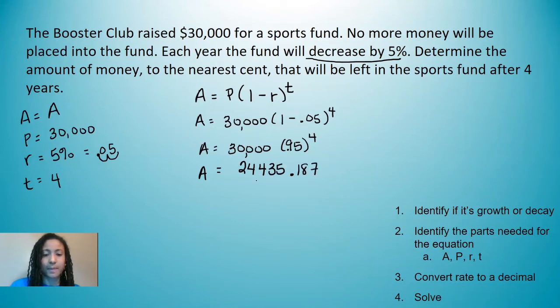$24,435.187. But once again, it tells us that we need to round. It says that we want to round to the nearest cent. Now, how many digits after the decimal place does it represent for cents? 2 places. So we want to look at this 8, and then we want to look to the right of it. In this case, it tells us that we need to round up.